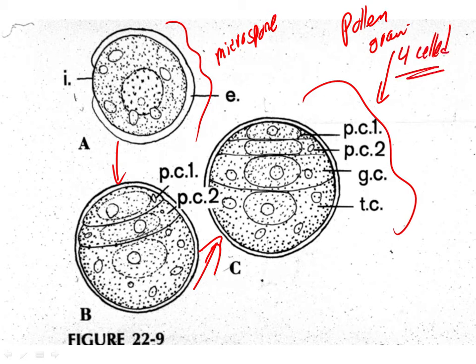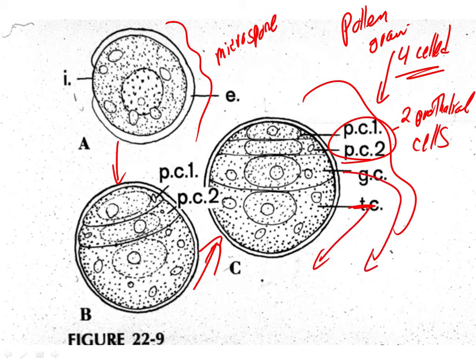So a difference between the cycadophyta, which was three-celled when it was shed, three-celled at maturity. Here it's four-celled. And the difference is that we have two prothallial cells. The other two cells of the pollen grain are the same. We have a generative cell and a tube cell. Let's write them down here. So a generative cell and a tube cell.